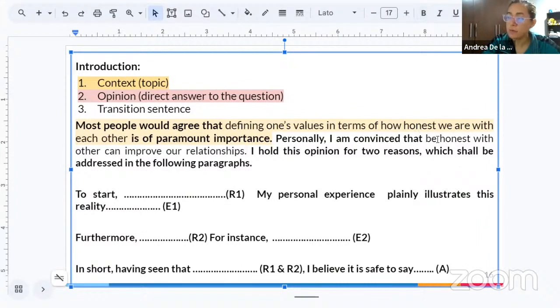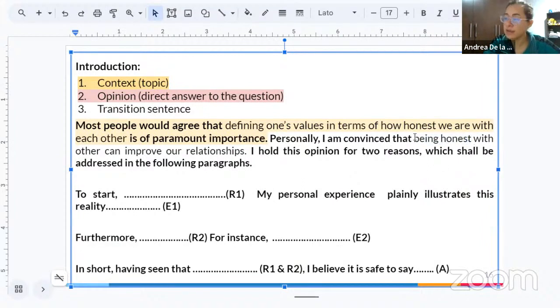Well, first thing, be careful with grammar. Remember, you have to use a gerund when the subject of your sentence is a verb, right? So you're using the verb to be as the subject of your sentence. You're talking about the action of being honest. So don't forget the grammar part, use a gerund.